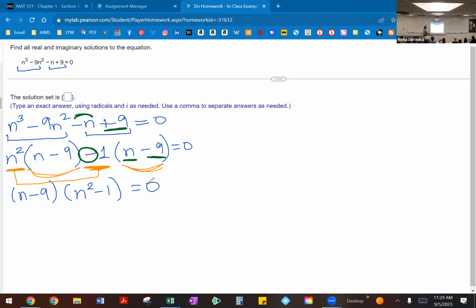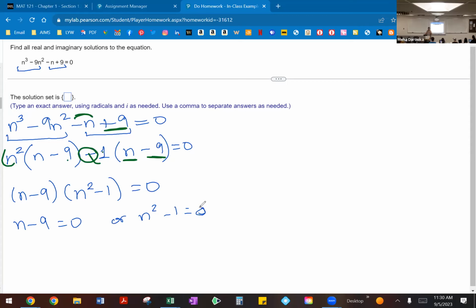So again, n minus 9 combined together into one term. And then everything else that we had on the outside ends up becoming the second parenthesis. So that's where the n squared minus 1 is coming from. Take each of the factors, set them equal to 0.